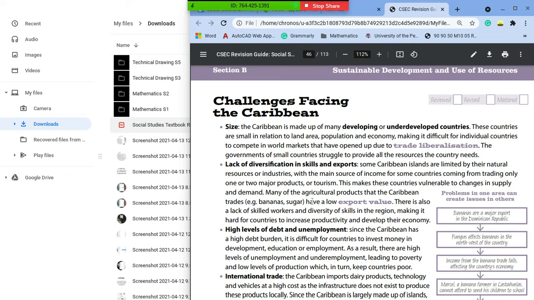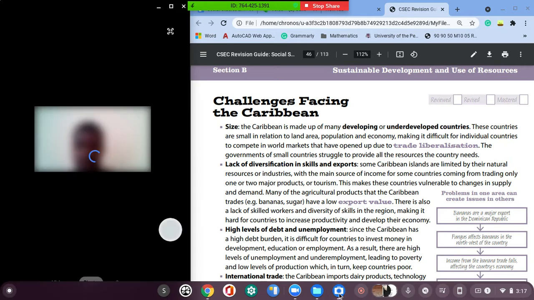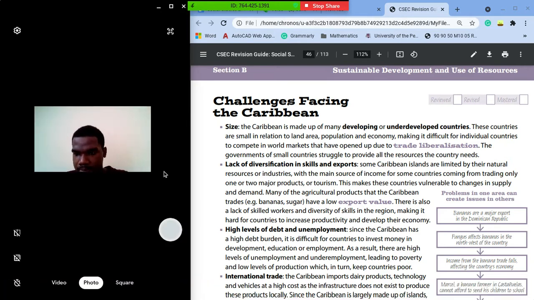So what this is basically saying, Tristan, my bad. Tristan, are you there? Can you repeat some? I just read a paragraph that talks about the fact that Jamaica, which exports banana, for example, has low export value. What does that really mean?